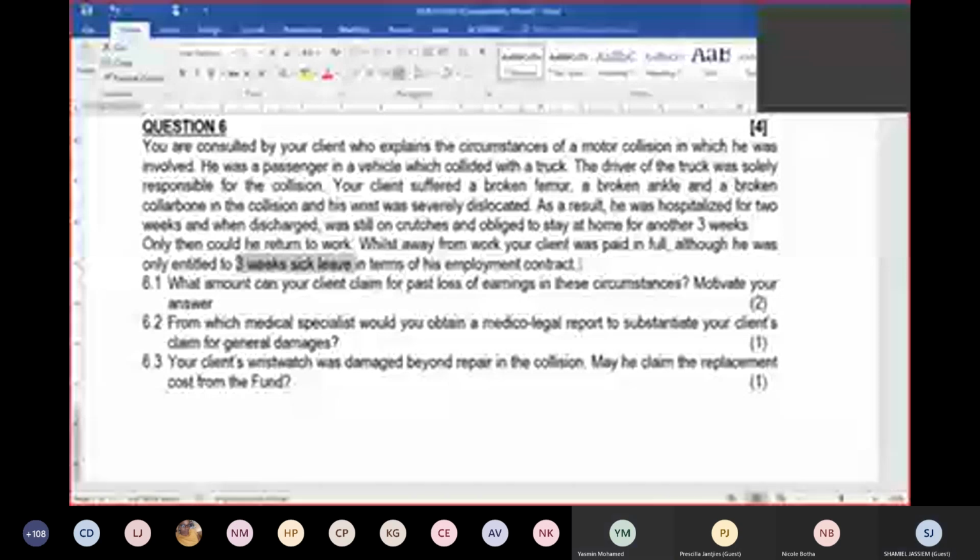Yes. Thank you. 6.2. From which medical specialist would you obtain a medical legal report to substantiate your client's claim for general damages? We're dealing with bones, so that would be an orthopedic surgeon.